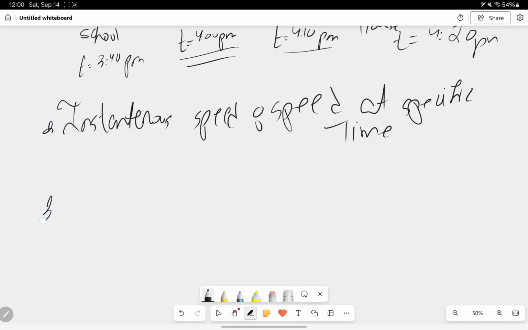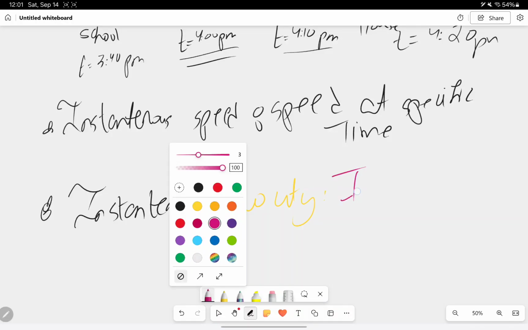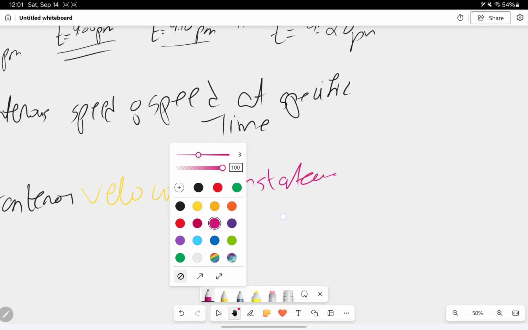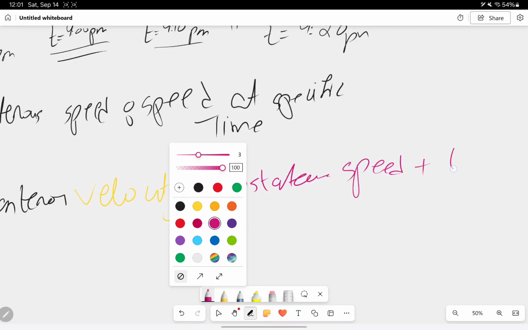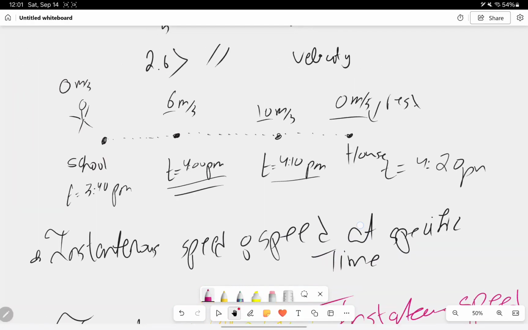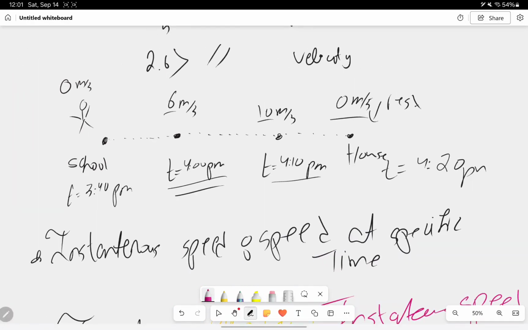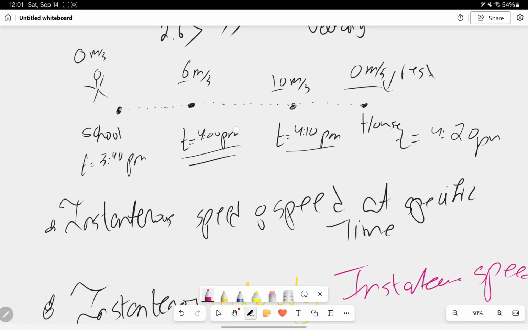Now let's go to something called instantaneous velocity. The instantaneous velocity is simply going to be instantaneous speed plus direction. Let's get back to our example. I told you that at time equal to 3:40, it was 0 meters per second. At time equal to 4, 6 meters per second, then 10, and so on. But over here, I did not mention a direction. So let's say, for example, at t equal to 4 p.m., his speed was 6 meters per second and he's moving to the right.